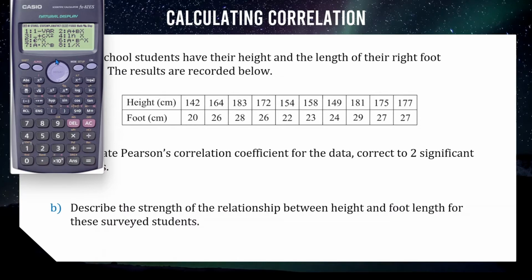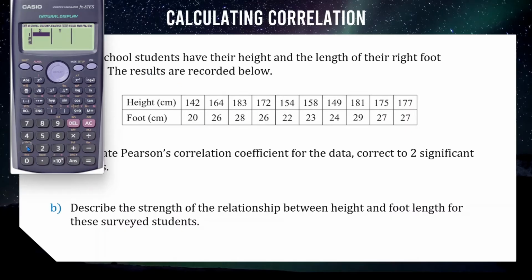Now, if we were entering a single variable data set, it'd be option 1, but because we have bivariate data, we've got to go option 2. A plus Bx is the shortcut for bivariate data. So pressing 2, it's now going to give me 2 columns, an x and a y. For this one, I'm going to enter my heights in the x column, and then I'm going to go through and enter my foot lengths in the y column.